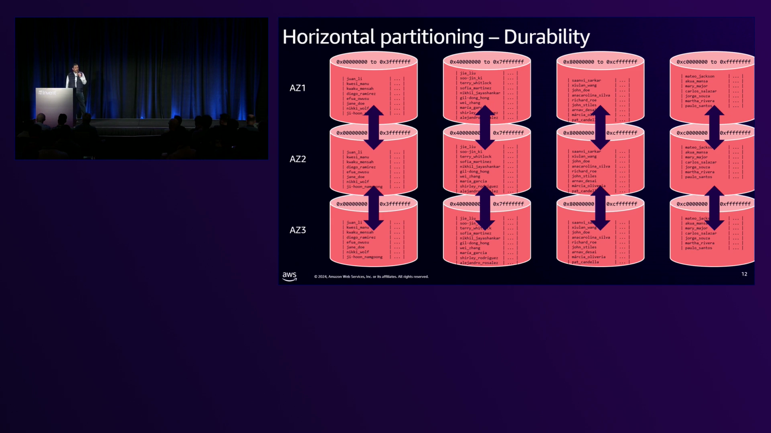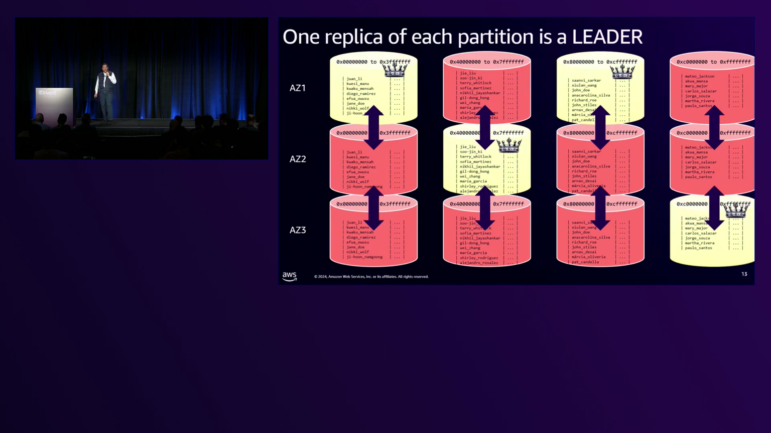Having decided that we're going to replicate all of this data, we do one further thing. One replica in each partition is defined to be a leader. A leader is that replica which will serve writes, and that is the replica which will serve strongly consistent reads. The leader will always have the most recent information. When you do a write, the leader will serve the write, and the write is acknowledged as long as one other AZ acknowledges the write. The third one may take a couple of milliseconds.